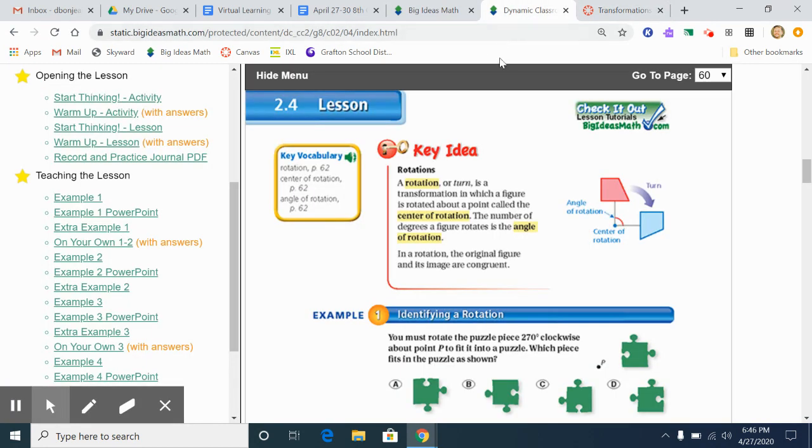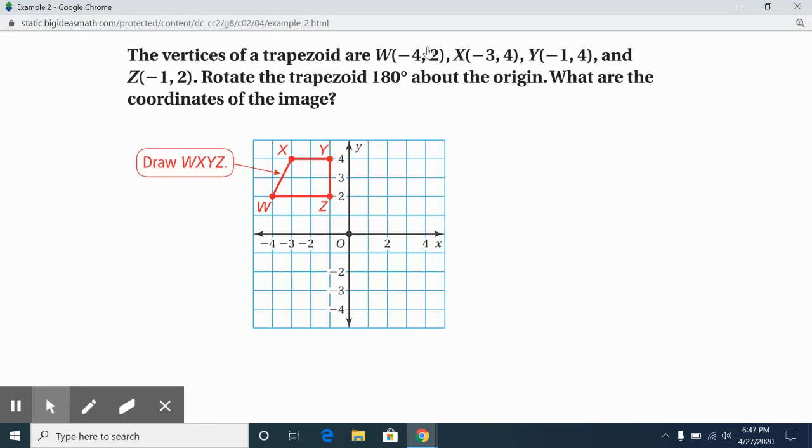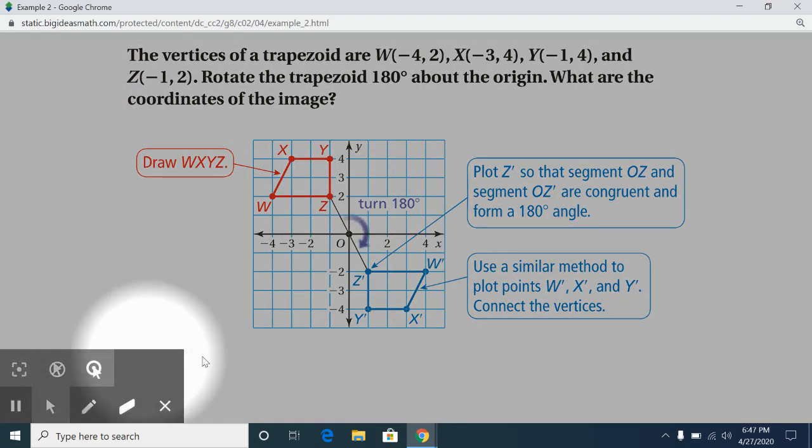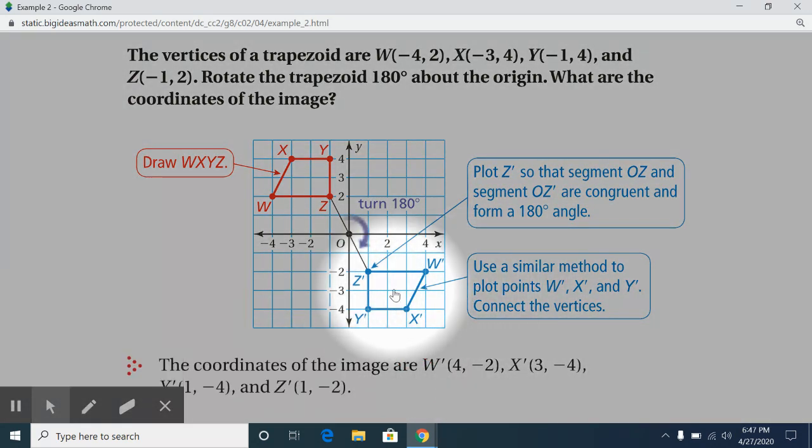So if we look at this same example, I'm going to take all of these vertices, these coordinates, and I'm going to flip-flop them to their opposites. So if we look here, this image that we create is all of these coordinates' opposites. If we look down here at the answers, look at W.